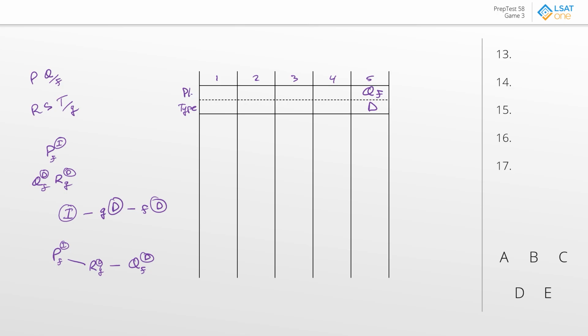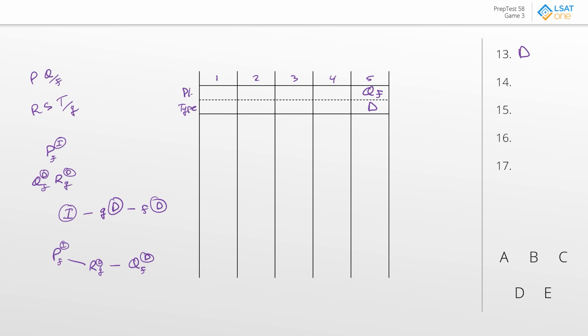So answer choice A, we have PQR, which doesn't work. Next, again, we have P and Q and then R's later. That doesn't work. C, again, we have PQR, which doesn't work. D, we have PRQ, so that's fine. And E, we have RPQ, that's definitely not going to work. So the best answer here is answer choice D, for question number 13.